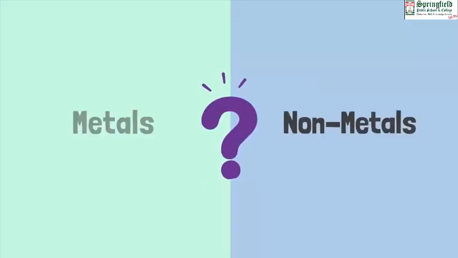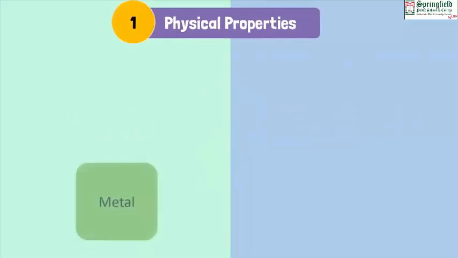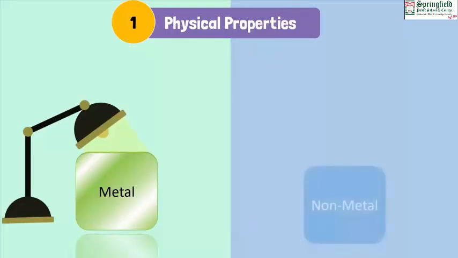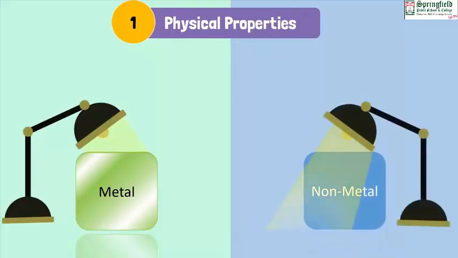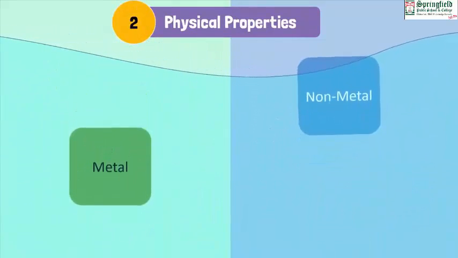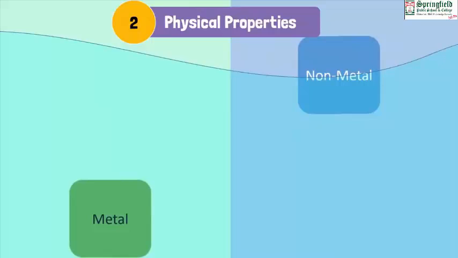To know which elements are metals and which are non-metals, we look at their physical properties. The first difference is, metals can reflect light very well. This is why they look shiny and lustrous. Non-metals, however, are dull. They are not very good at reflecting light. Another difference is that metals generally don't float in water, but non-metals do. This is because most metals are heavier than water, while most non-metals are lighter.